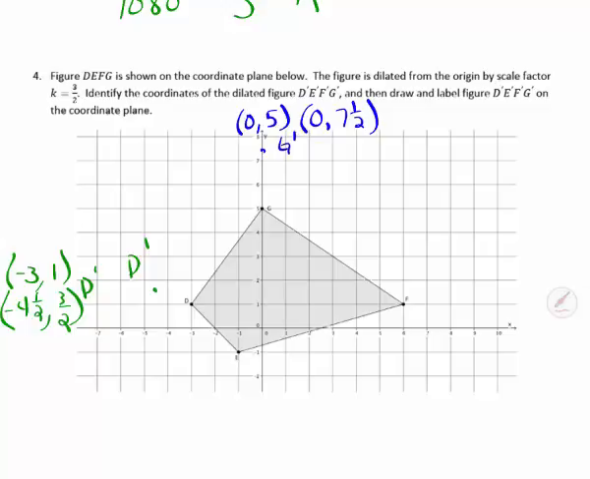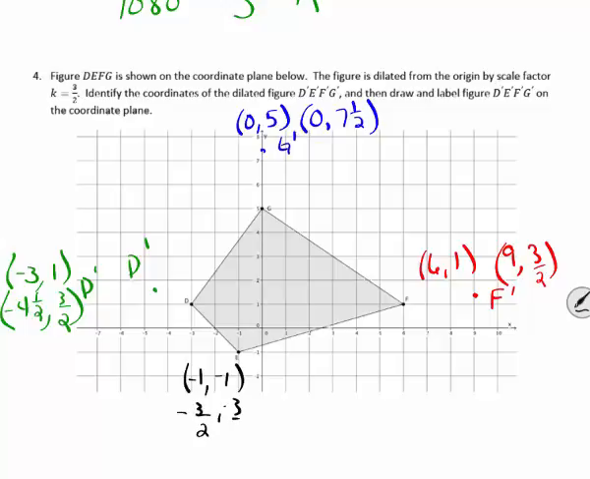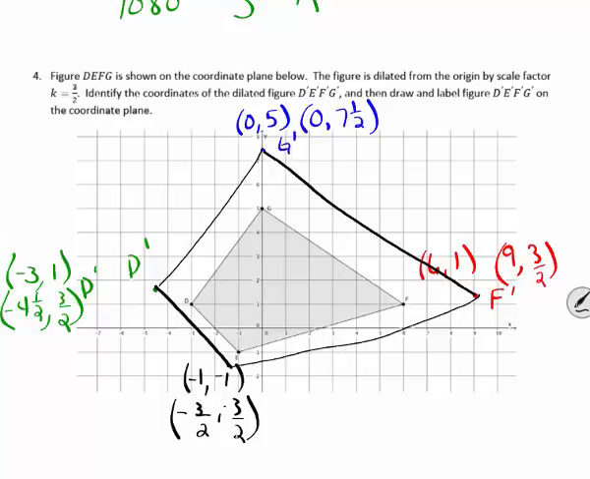I like doing it in different colors. F is over here at 6, 1. So when I multiply that by 3/2, I'm going to get 9, 3/2. So that's going to be about here. There's F prime. And E is at -1, -1. So when I multiply those, that's going to give me -3/2, -3/2. I think I just wrote over where I need to be. Right about here. So my new picture is going to look like that.